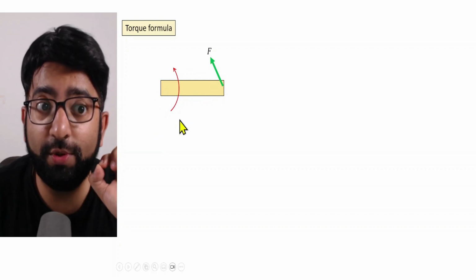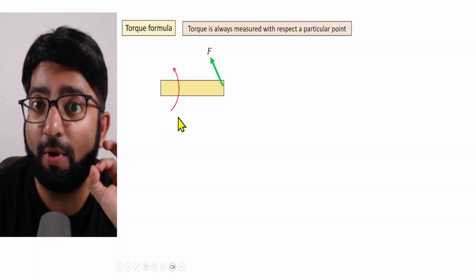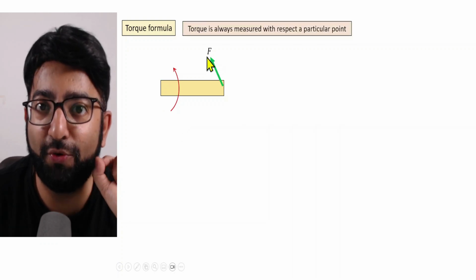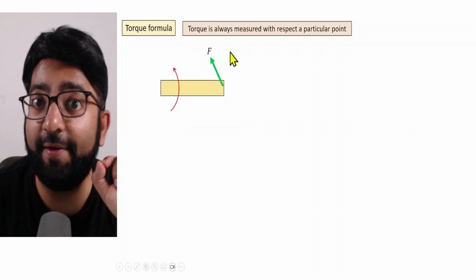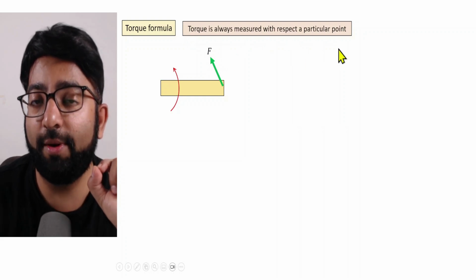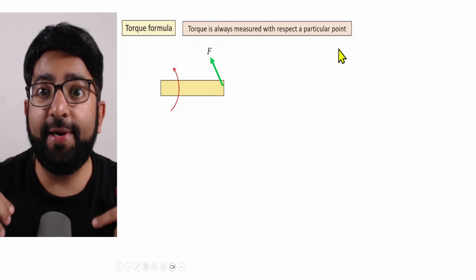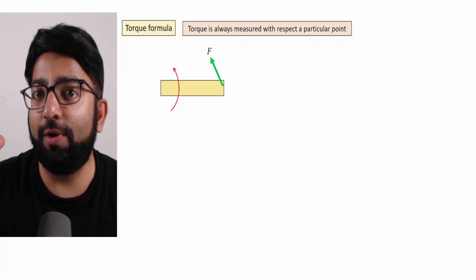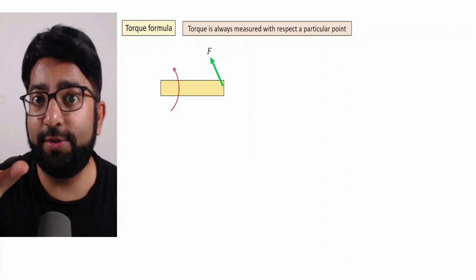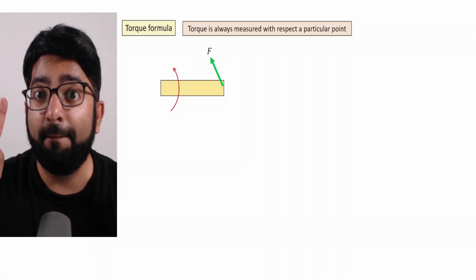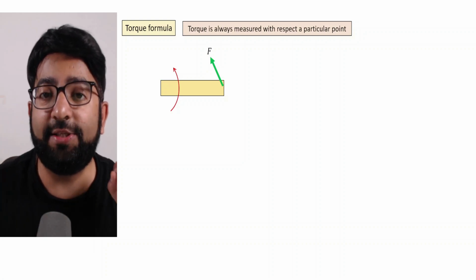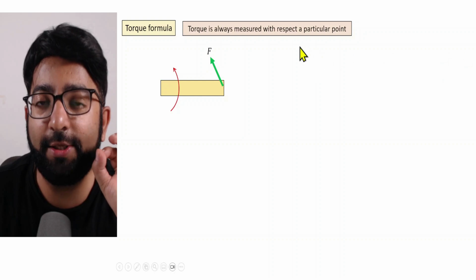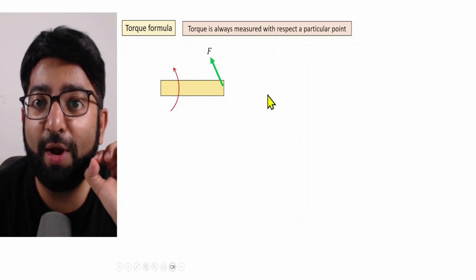So before I show you the formula of torque, it is extremely important for you to remember that torque is always measured with respect to a particular point. So for example, when we dealt with forces, let's say a 10 Newton force, that 10 Newton force magnitude never changes, but the magnitude of torque will change depending on the reference point. Let me explain what I mean by that.